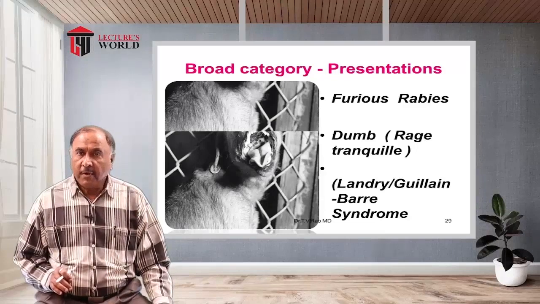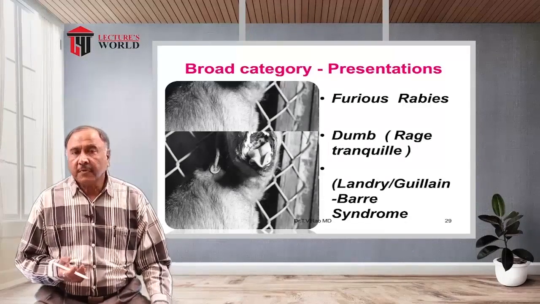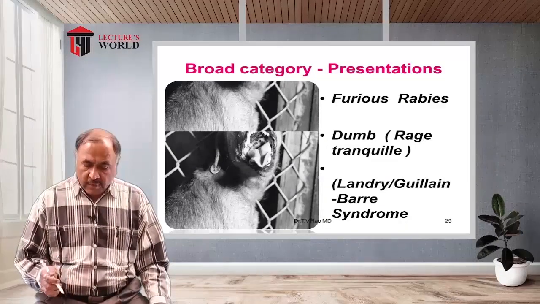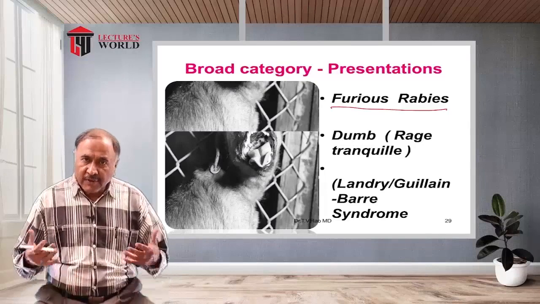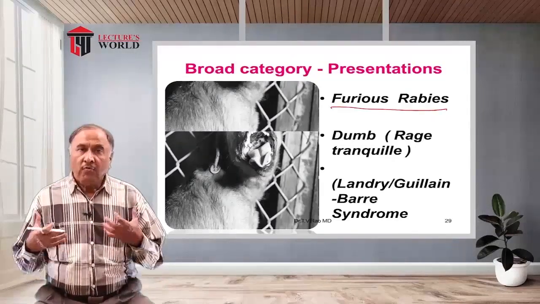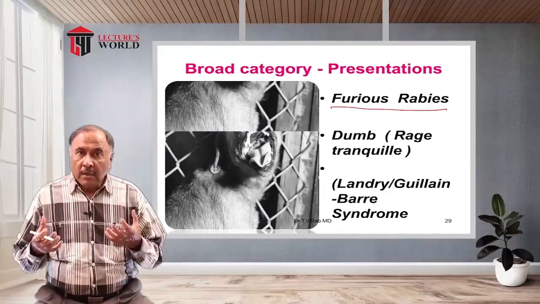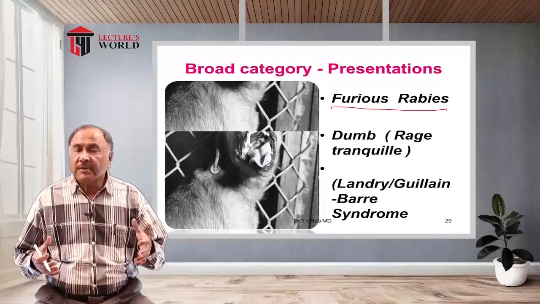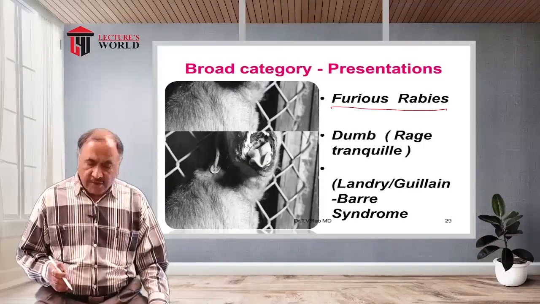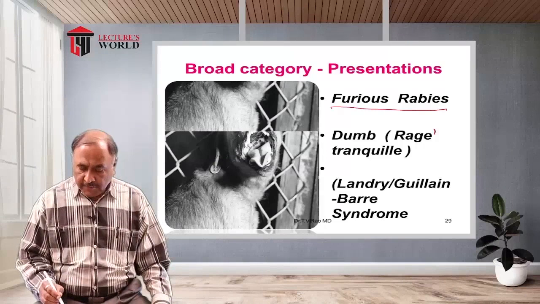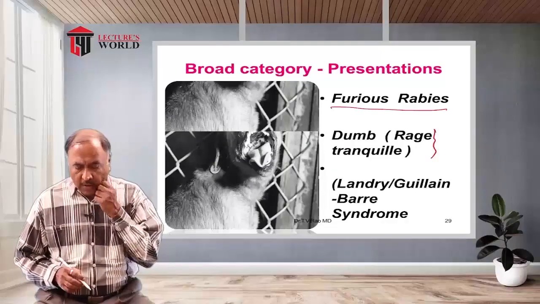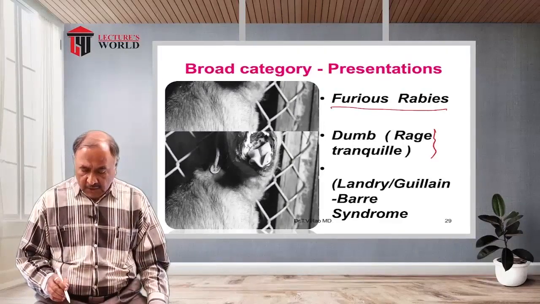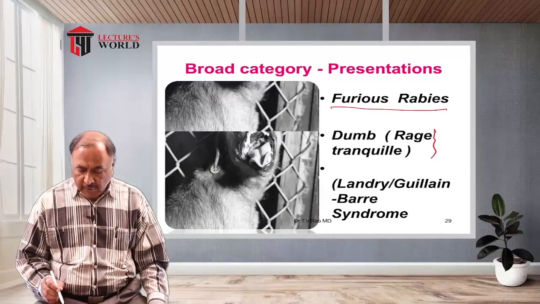Now, depending upon the symptoms observed in animals, this can be categorized as furious rabies, that is when the animal shows various furious expressions or is wild enough and is furious enough. It is in a rage. The second one is dumb, that is tranquil rage. And the third one is paralytic, Guillain-Barré syndrome like.